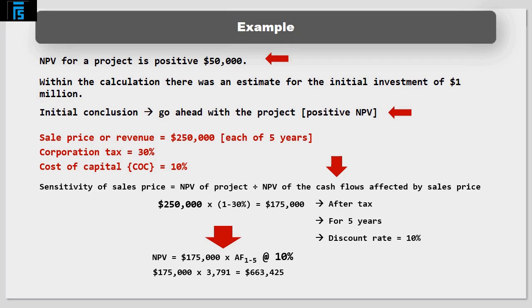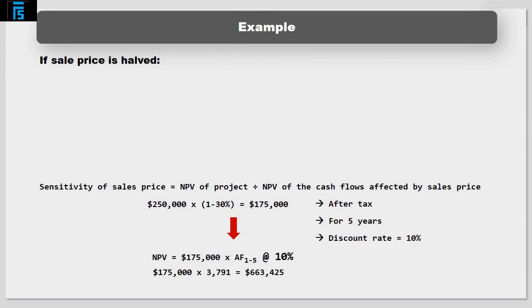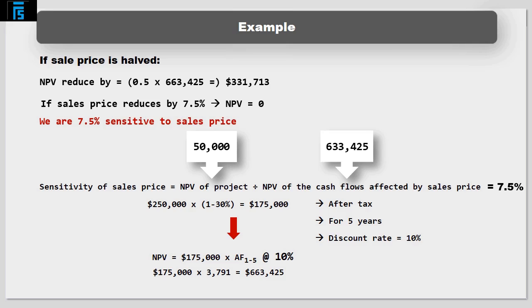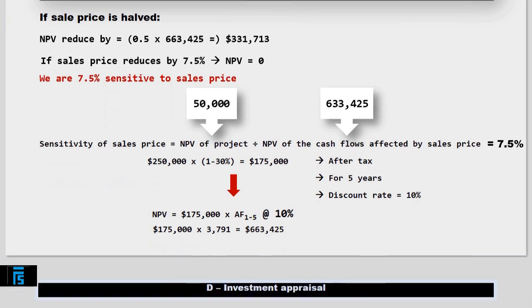$663,425. If, for example, sales price halved, NPV would reduce by 0.5 times $663,425 equals $331,713. So we can afford to lose 50,000 divided by 663,425 equals 7.5% of sales revenue before we reduce our NPV down to zero. In other words, if sales price falls by 7.5%, we will eliminate NPV. We are therefore 7.5% sensitive to sales price.